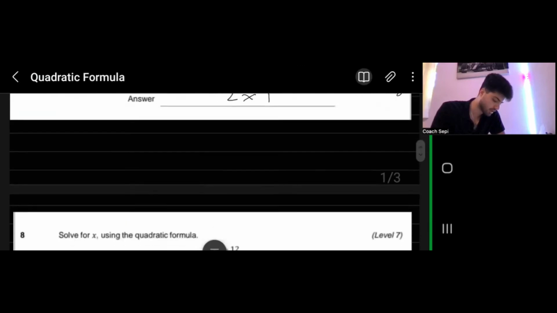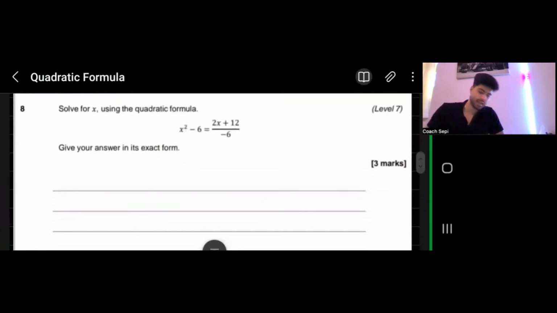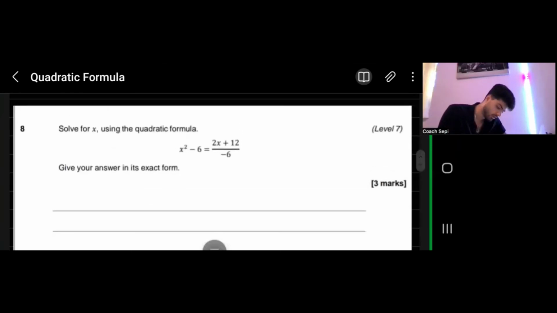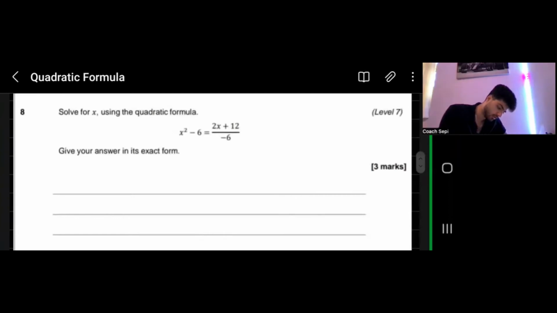Let's move on to the final example, and it's extra advanced. It's a grade 7, and really it's the same process, but the most important thing is setting up your quadratic equation in the correct form with all the like terms together and everything on one side. It's very important. Everything on this side needs to go on this side.